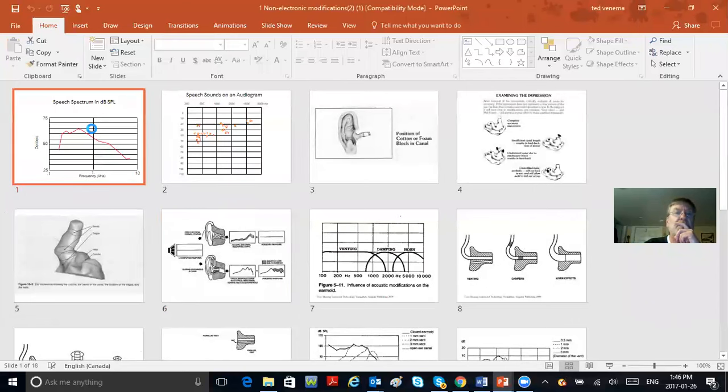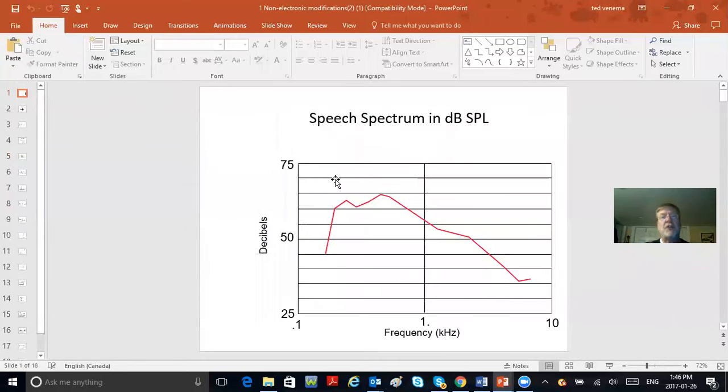Okay. So here's the spectrum of speech. And you can see that there's more energy in the low frequencies of speech, and it drops off in the high frequencies, right? Average speech is about 65 dB SPL, spoken at about a 1 yard distance. Here's the spectrum of speech. Low frequency vowels are louder and lower, with high frequency consonants over there.